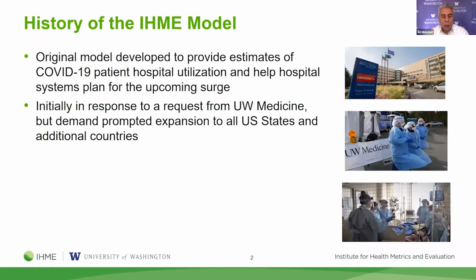The history of our model started with a request from UW Medicine here at the University of Washington. They wanted us to provide projections of how many beds they need for COVID-19, how many ICUs and ventilators, and oxygen, because of the high burn rate of oxygen for COVID-19 patients. We started doing this for our own catchment area here in Seattle, which is King County and Snohomish County, and then for every state. Now we do it on a weekly basis for every country in the world.